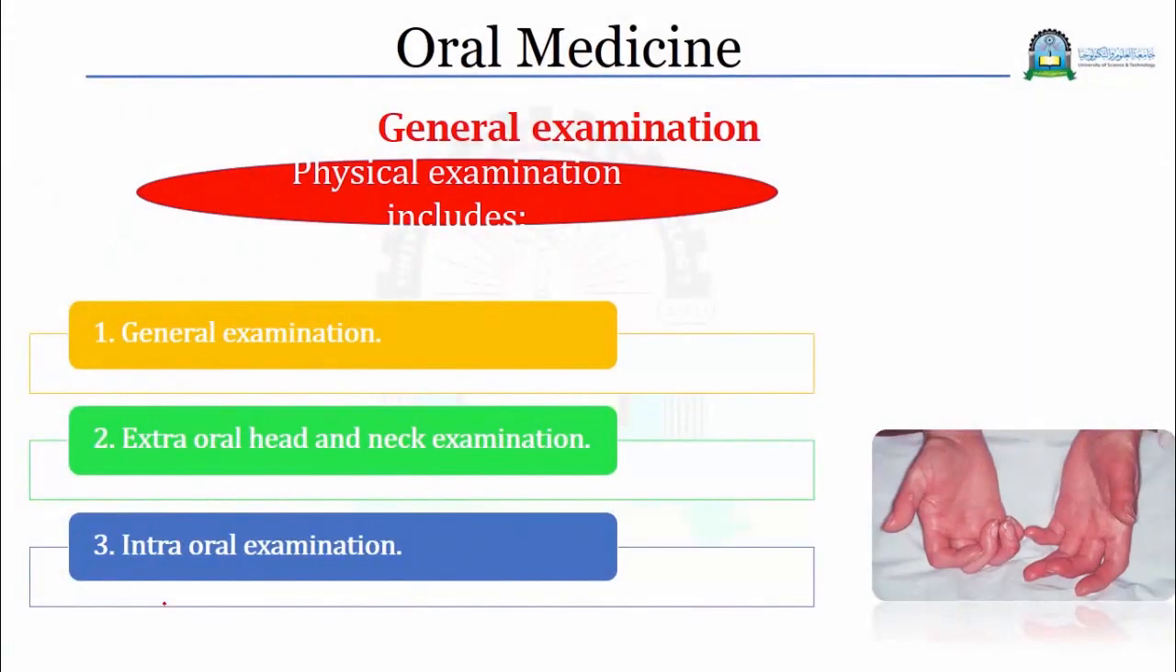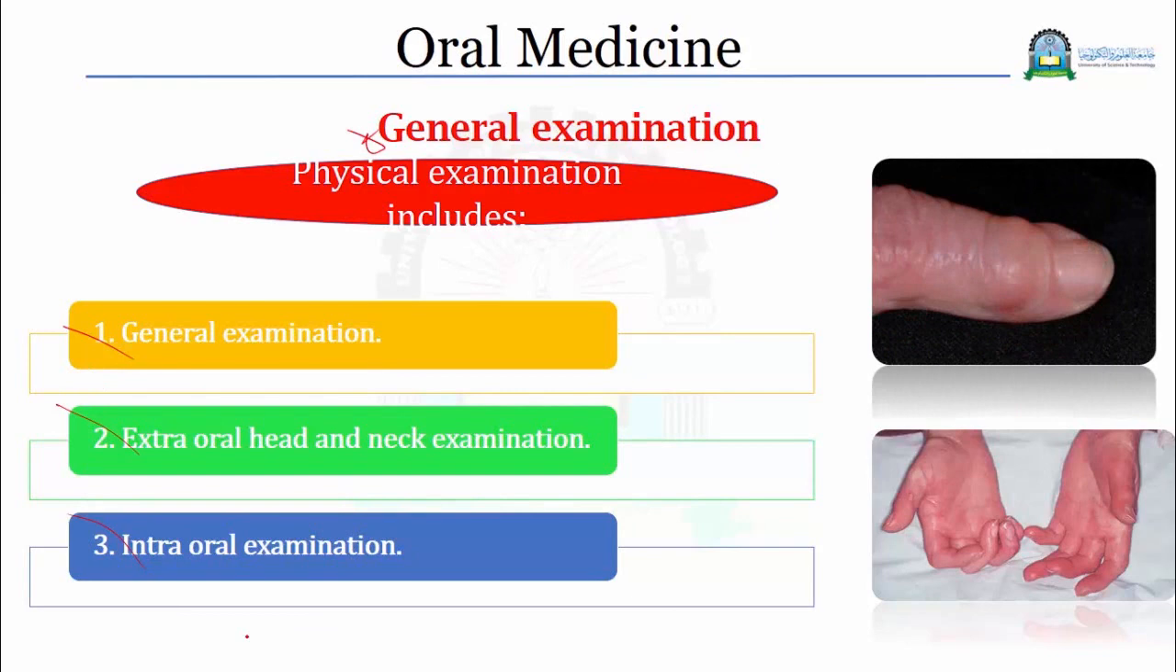Physical examination includes the general examination, extraoral examination and intraoral examination. When the patient comes to you complaining of oral pain or dental pain, do not just run to the oral cavity and examine it. You should examine the patient generally, and look at the overall appearance of the patient. If the patient has clubbing fingers or nodes in the fingers, this may be related to other systemic diseases.